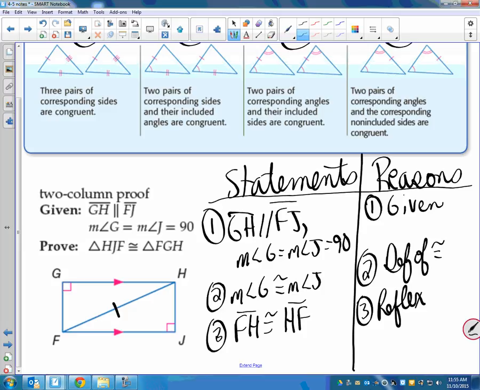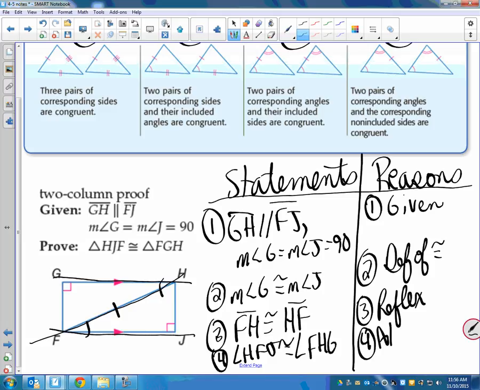But you have to use these parallel lines. If they give me that this line is parallel to this line, and I have this lovely transversal, alternate interior angles, or the other way, however you want to write it. Both of those would be congruent. This side would also be congruent to that side, right? But if I mark those two, I can say that angle HFJ is congruent to angle FHG by alternate interior angles theorem.